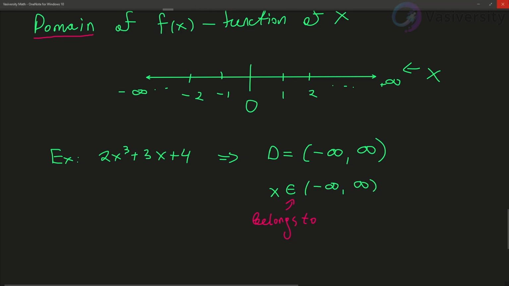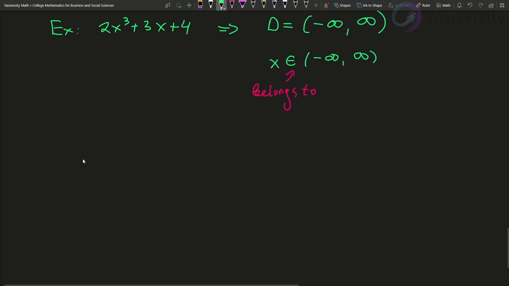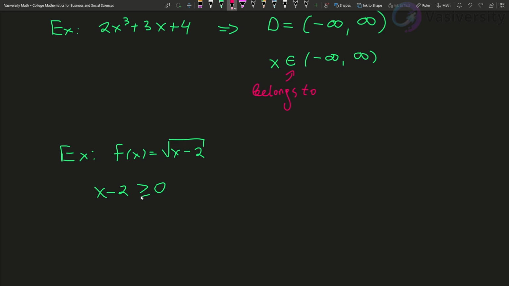Okay. How about the following though? What if we have something that might violate it? As an example, f of x is equal to the square root of x minus 2. This is a square root. When does a square root violate the rules? It violates the rules when we're trying to take the square root of a negative number. So that means x minus 2 must be greater than or equal to 0. So what would be the x?